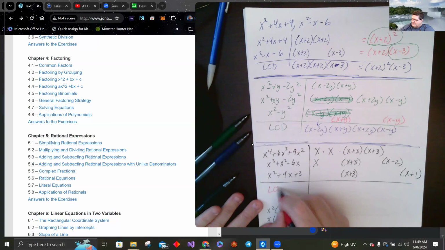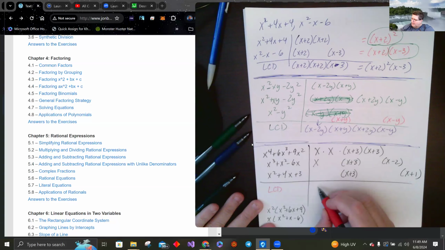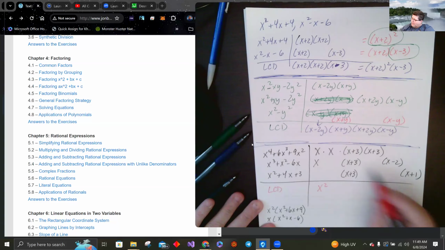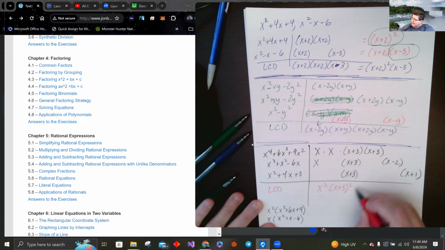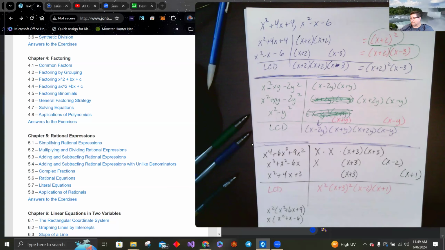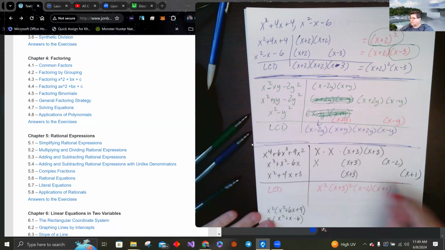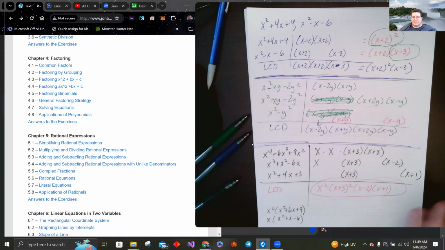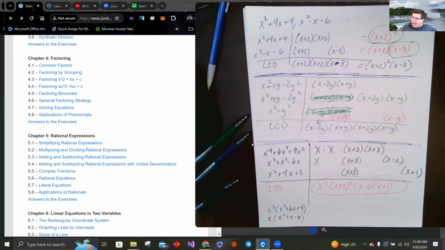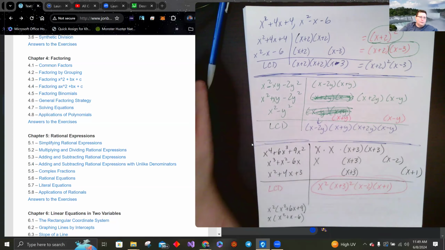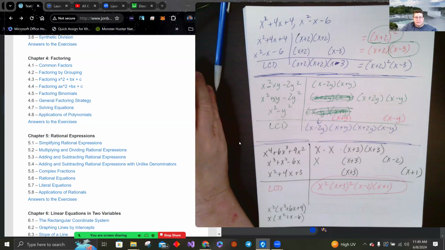So the LCD here is one from each column. I've got these two make an x squared. Then I've got x plus 3 squared, x minus 2, x plus 1. All right, so that's some practice doing that. When we come back, we'll do actual expressions.